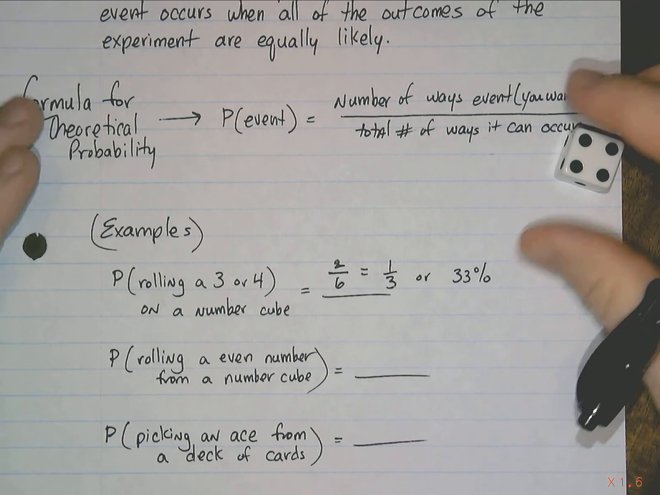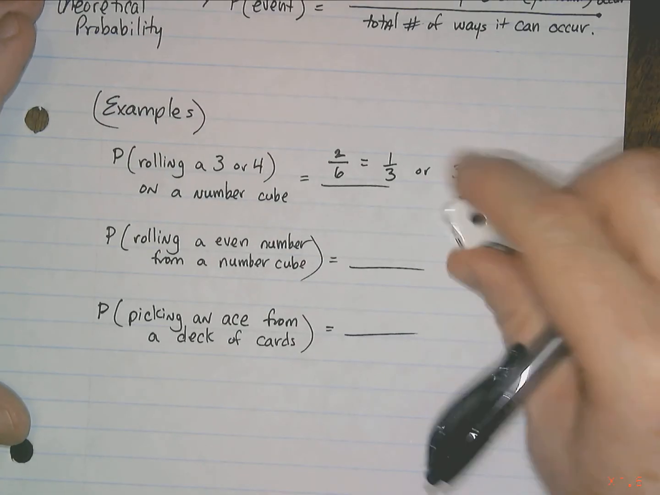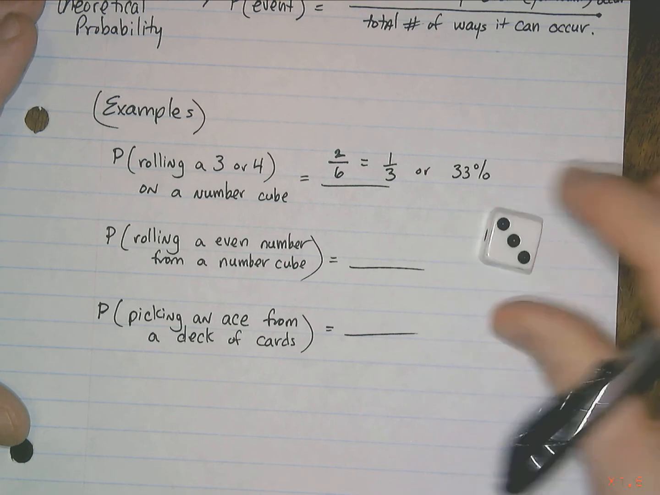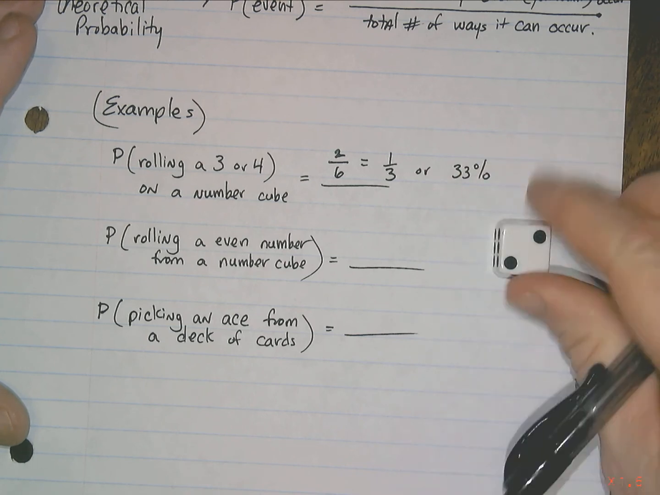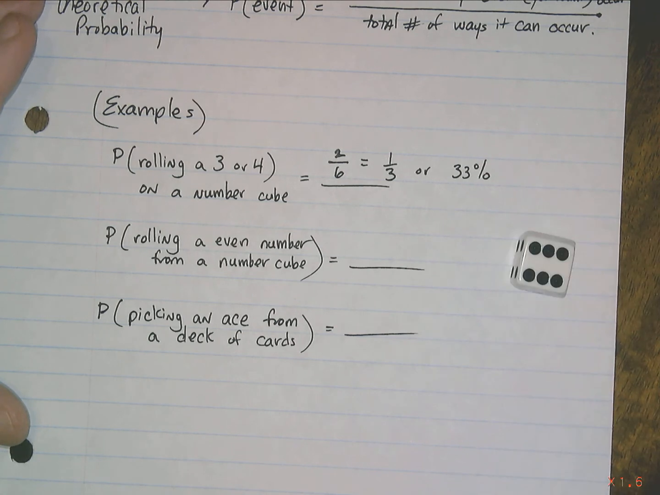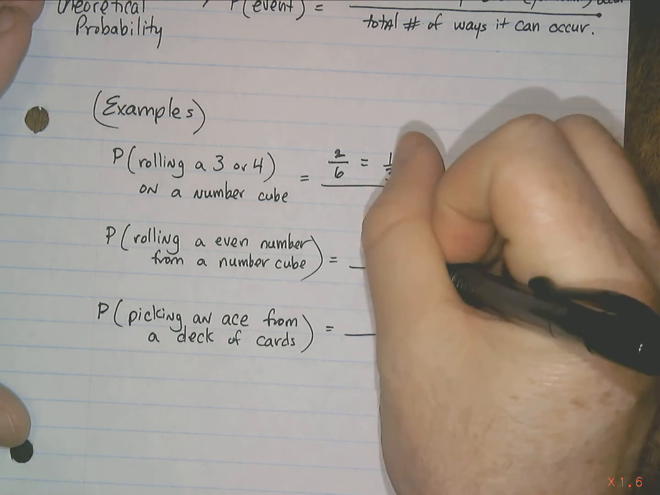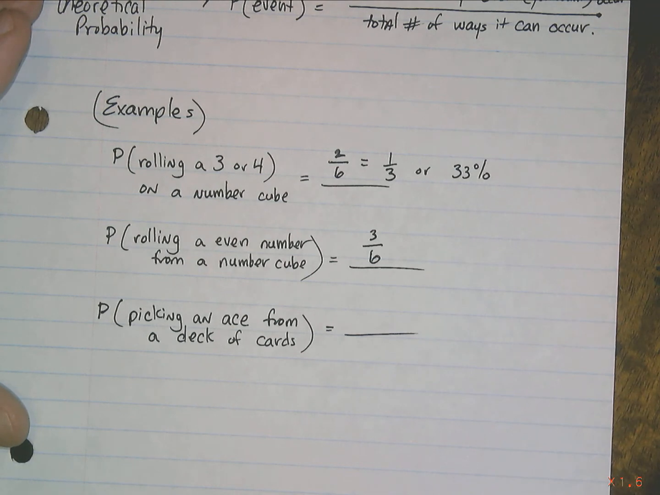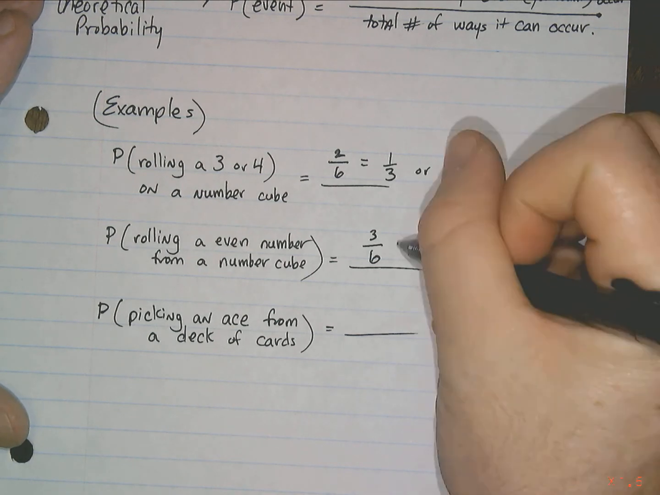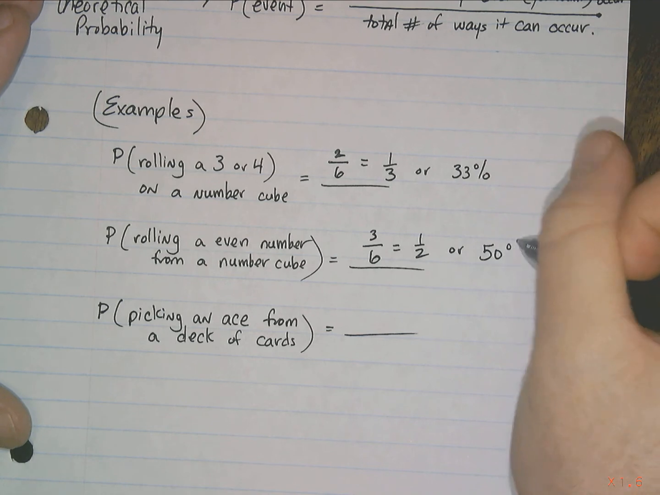What about rolling an even number from a number cube? Well, I've got 2. Where's 2 at? I've got 2, 4, and 6. I've got 3 numbers that are even. So 3 out of 6 total numbers are even. So that's going to be 1/2 in lowest terms, or 50%.